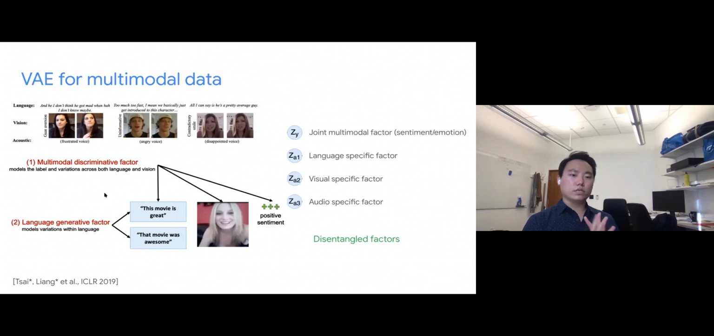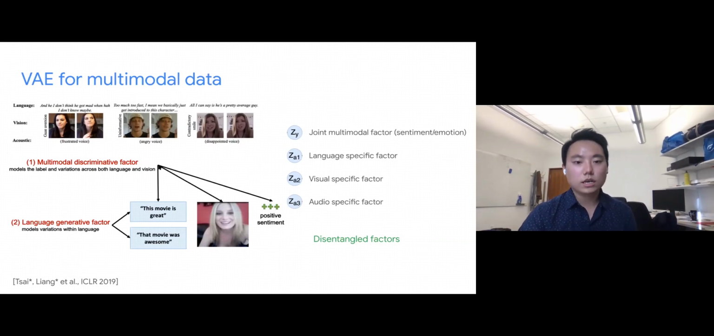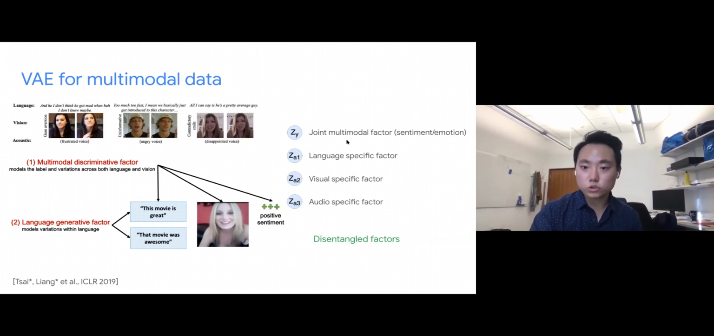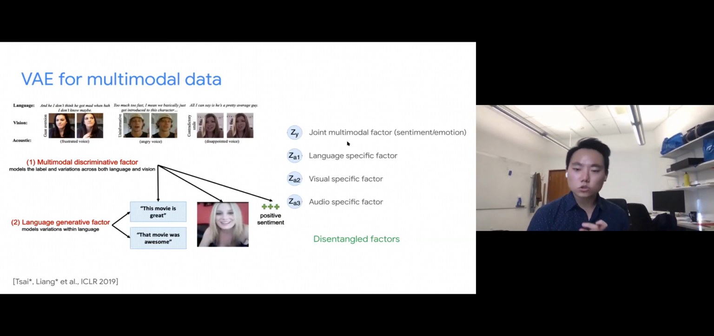One set of factors is a joint multimodal factor, and with this joint multimodal factor, I want to capture high-level information across multiple modalities that corresponds to things like sentiment and emotions. Things like sentiment and emotions are manifested in text, in visual, and also audio, and they're also used to predict the label. So that's the goal of this multimodal joint factor. At the same time, I also want to capture modality-specific factors within each modality.